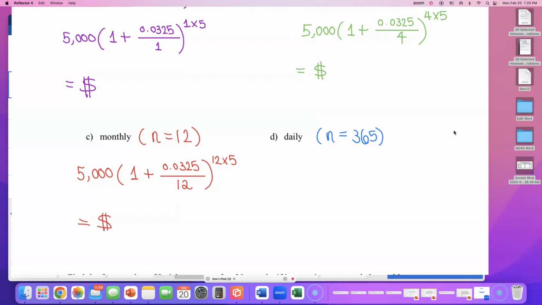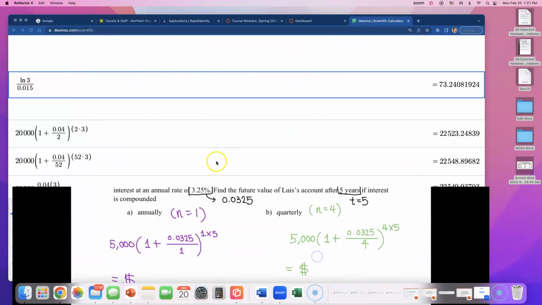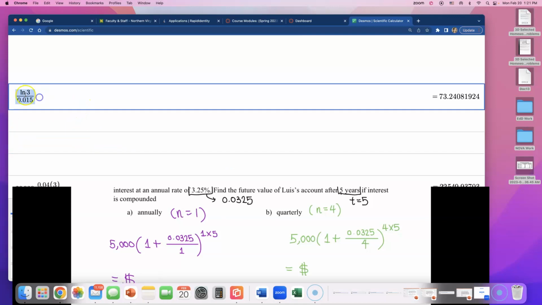All right, last one. What about for daily? Well, we start with $5,000, same situation. But we are going to be dividing that APR by how many days we got in a year. And this is us converting it into a daily rate. Now, how many days do you have in a 5-year period? You can do 365 times 5, and that will be your exponent, okay? So let's get 4 answers now. Okay, and we'll get to my calculator. I'll delete all these. I was doing another problem.